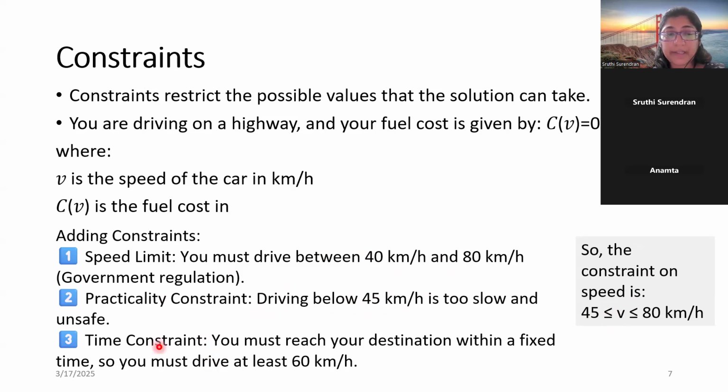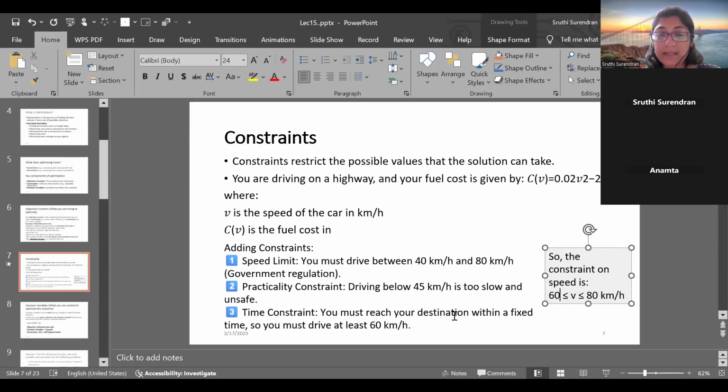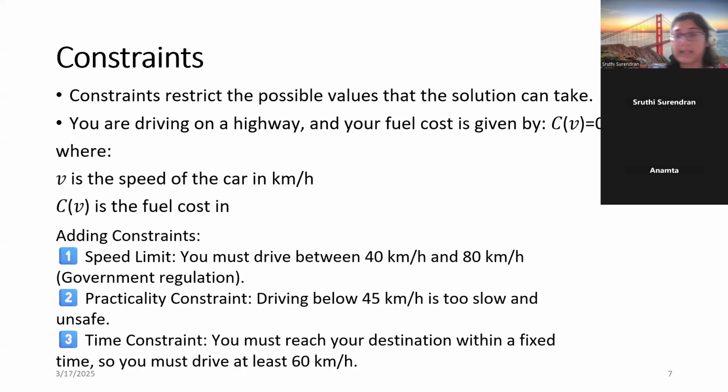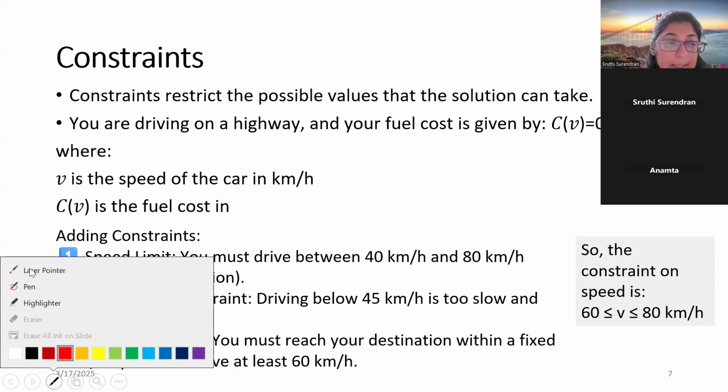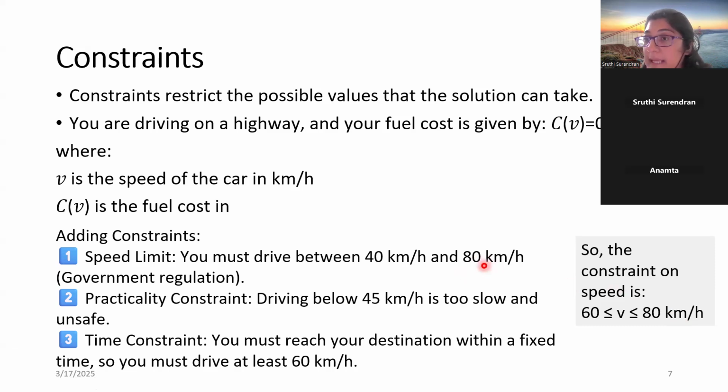And here the time constraint, they're saying you must drive at least 60 kilometers per hour. Sorry, this will be 60 kilometers per hour, it should be 60 kilometers per hour or more than 60 kilometers per hour. So in that case, our constraint is going to be the speed. The lower limit of the speed will be 60 and the upper limit should not exceed 80. So this is what you call when we say that for this objective function, the constraints have to be so and so when you consider an objective function.